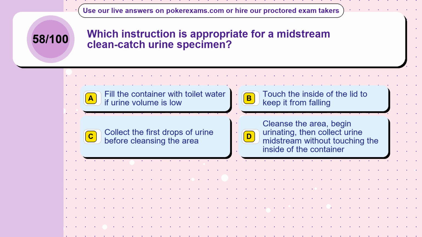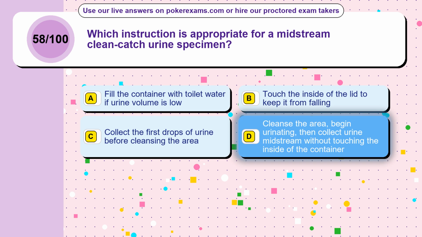Question 58. Which instruction is appropriate for a midstream clean catch urine specimen? Option A. Fill the container with toilet water if urine volume is low. Option B. Touch the inside of the lid to keep it from falling. Option C. Collect the first drops of urine before cleansing the area. Option D. Cleanse the area, begin urinating, then collect urine midstream without touching the inside of the container.